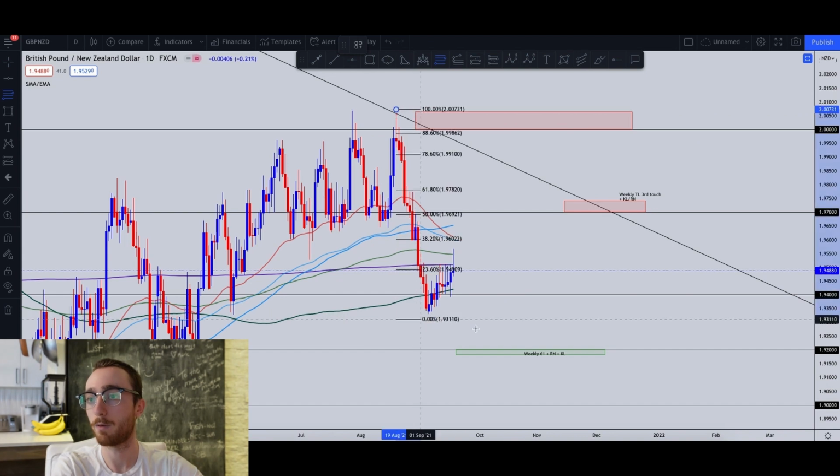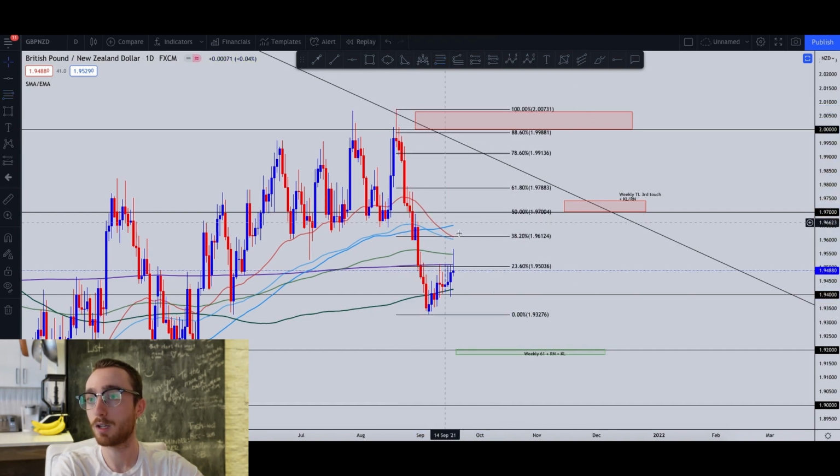We'll draw a fib from this high to this low. And we're interested in right here, taking a short from this area here. Why? It's a 38 fib. It is at 1.96, so it's a round number, and we have all of these EMAs. So super strong. We definitely want to take this.